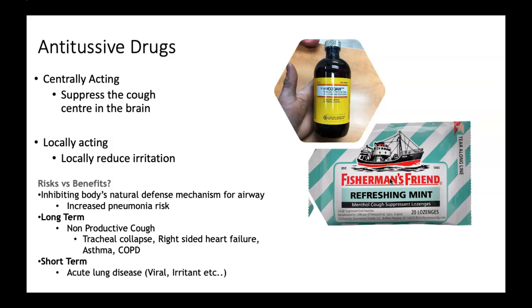But risks versus benefits, remember, we have to watch out for inhibiting the body's natural defense mechanisms for airways. So if we are inhibiting this and they need to get the fluid out, they need to get the mucus out, they need to get the virus out, but we're actually shutting down their cough, then we could increase the risk of some of these dangerous things such as pneumonia. Long term, if it's a non-productive cough, we know that we can get into tracheal collapse, right-sided heart failure, asthma, COPD, short-term acute lung disease. So we're just looking at the overall, what are the risks of treating it? What are the risks of not treating it?